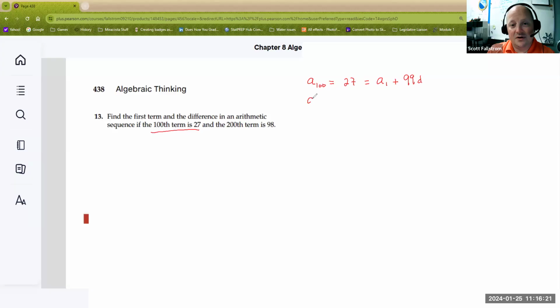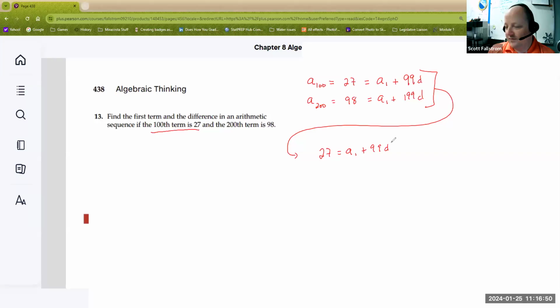So I could do that, and I could come down here and say this is a 200, and the 200th term is 98. And what is that? That's the first term plus 199 common differences. So I could do that, and this would be kind of the approach. Now, tying this together, 27 is A1 plus 99 Ds. And 98 is A1 plus 199 common differences.